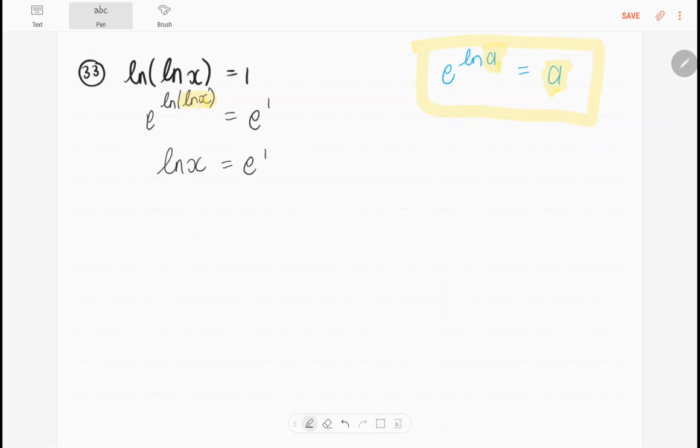Now, I'm going to repeat what I did by saying I'm going to take e to the ln x equals e to the e. And now this is going to be equal to x on the left-hand side, and on the right-hand side, we have e to the e. And that's what we wanted to solve.